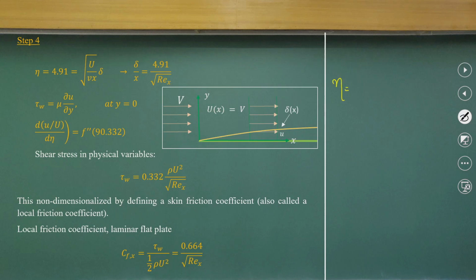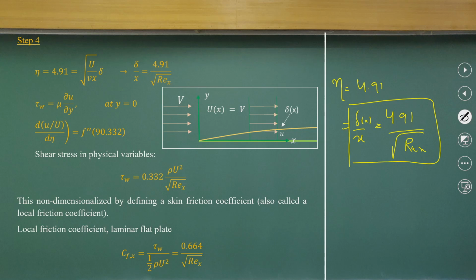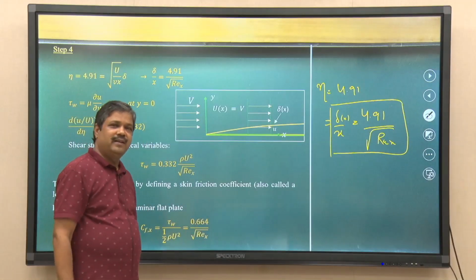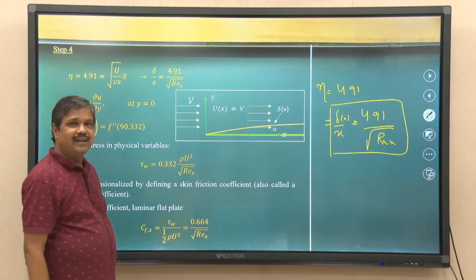eta value is equal to 4.91, and if we rearrange it, you will get delta, the boundary layer thickness, by x is equal to 4.91 over square root of Reynolds number x. So, this is the boundary layer thickness numerically obtained by Blasius in 1908.